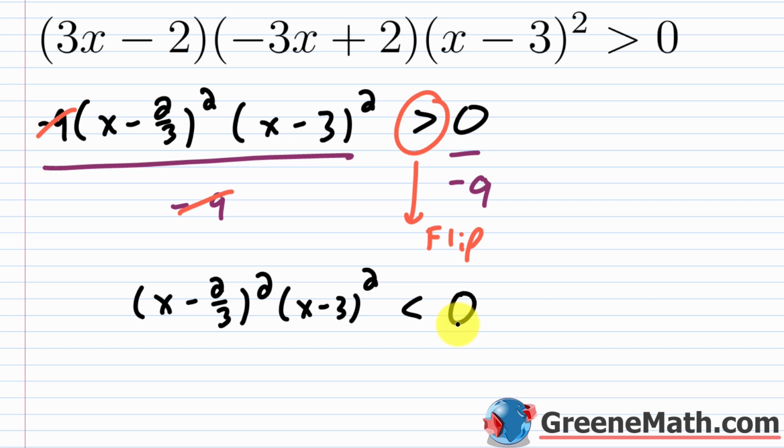Now, could this ever be less than 0? No, because this is a quantity squared, and this is a quantity squared, so this is 0 or positive. This is 0 or positive, so the product here will be 0 or positive. It will never be less than 0, or you could say it will never be negative. So once again, there's no solution. Let me come down, and I'll just show you this.